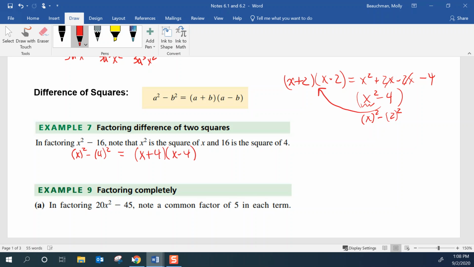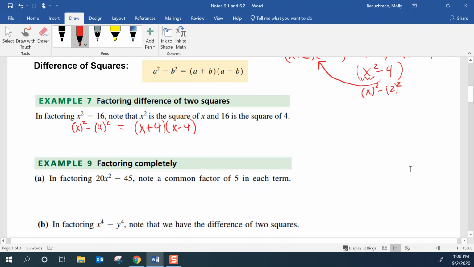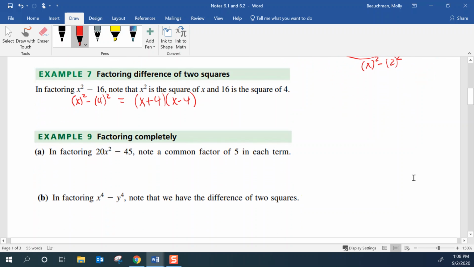Okay, so next example, factoring completely. Sometimes you'll have not only a greatest common factor, but you might also have a difference of squares all in the same problem. So notice this is a difference, but these aren't perfect squares. 20 and 45 are not perfect squares. So what we always look for in a factoring problem is, is there a greatest common factor first? So we note, oh, there's a 5 in each term. So we're going to factor out a 5 first.